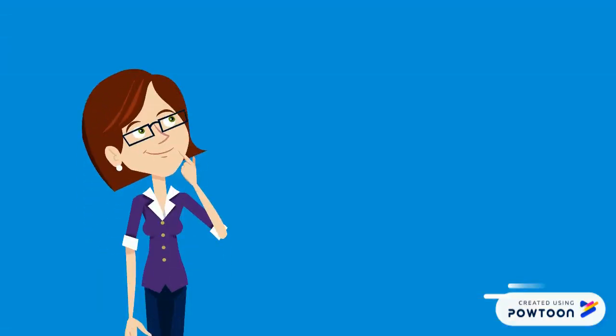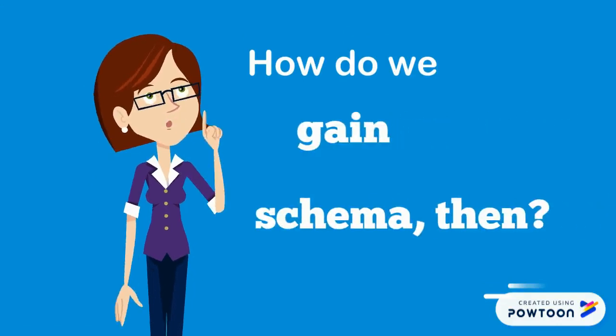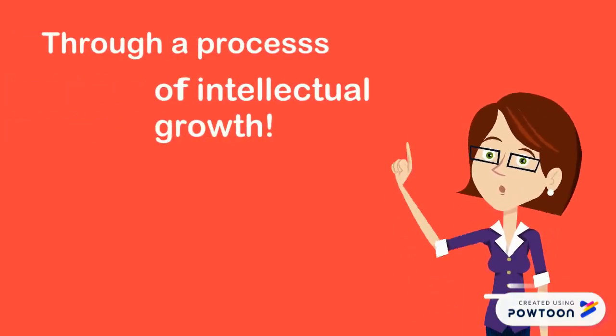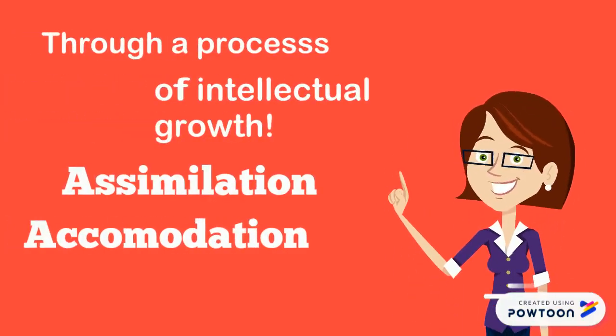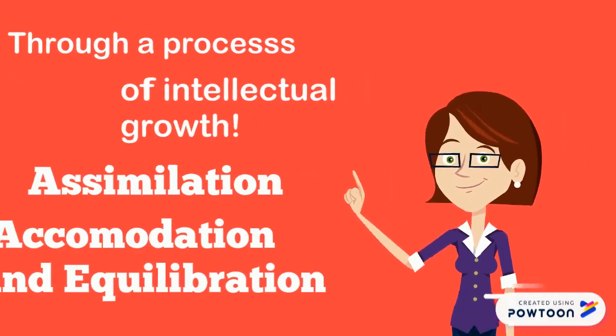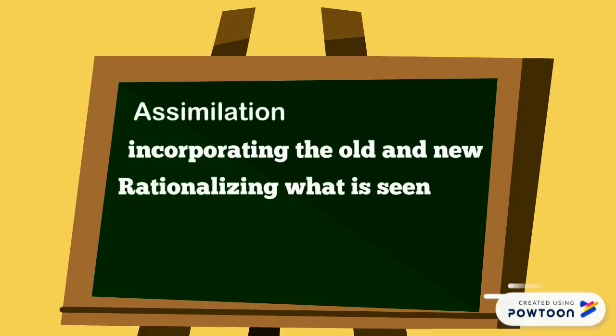So why don't we get into how we can gain schema? It's collected through a process of assimilation, accommodation, and equilibration. Assimilation is where your existing schema face new information and then rationalize it.